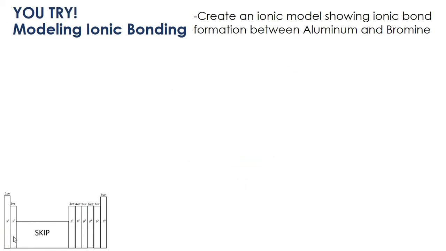So the next example is to create an ionic model showing the ionic bond formation between aluminum and bromine. What I want you to do is pause the video and try this on your own by following the steps in order to model ionic bonding. So hopefully you started by writing the electron dot diagrams for aluminum and for bromine. Aluminum has 3 valence electrons, bromine has 7 valence electrons.